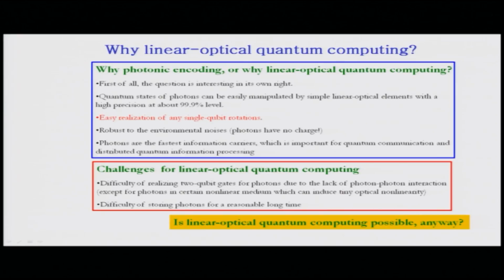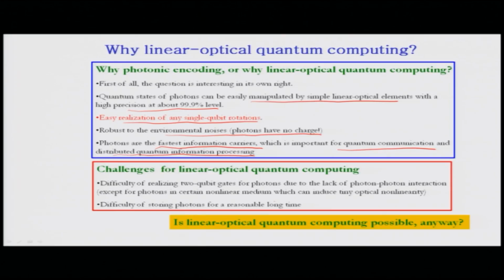Now, the aspects of photon polarization and its encoding have many different ways of looking at it. The quantum states of photons can be easily manipulated by simple linear optical elements, as we have been discussing. It is not only interesting in its own right, but also has a high precision of about 99.9% accuracy. It is easily realized with any single qubit rotations. It is robust to environmental noises. Photons have no charge, so they do not interact and create a problem for the other. They are also the fastest information carriers, which is important for quantum communication and distributed quantum information processing.